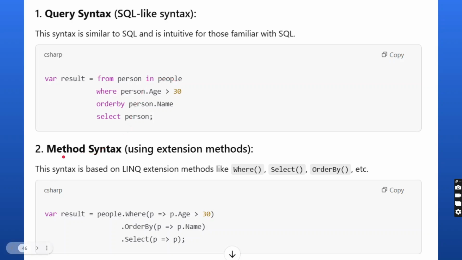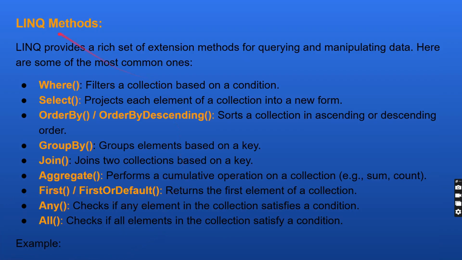Now next we see method syntax using extension methods. This syntax is based on LINQ extension methods like Where, Select, OrderBy, etc. Now we can see the query: people.Where(p => p.Age > 30).OrderBy(p => p.Name).Select(p => p).